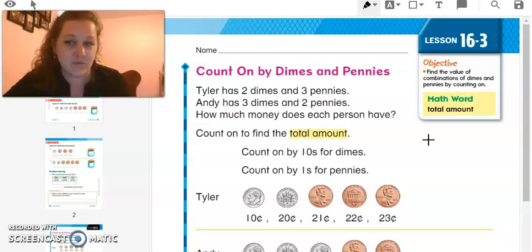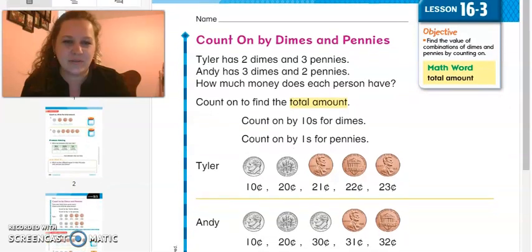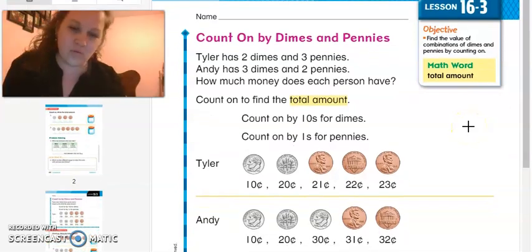Once again, if you don't already have your math workbook out, go ahead and get it out, grab it wherever it is, and flip to page 601. You can always pause the video while you get that prepared, and then unpause it to continue with the lesson when you're ready. So I am going to read through this for you guys.